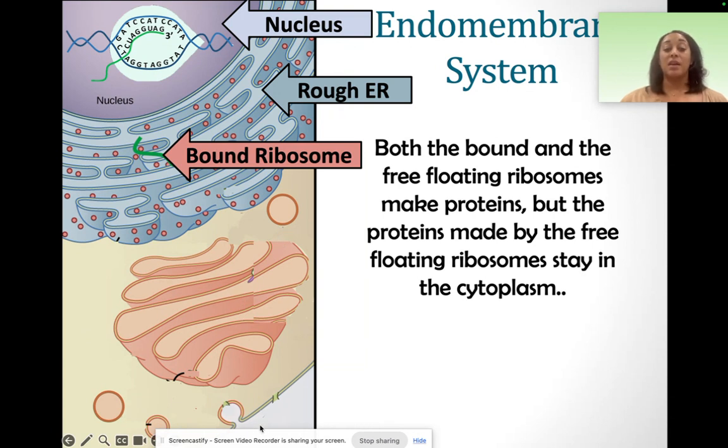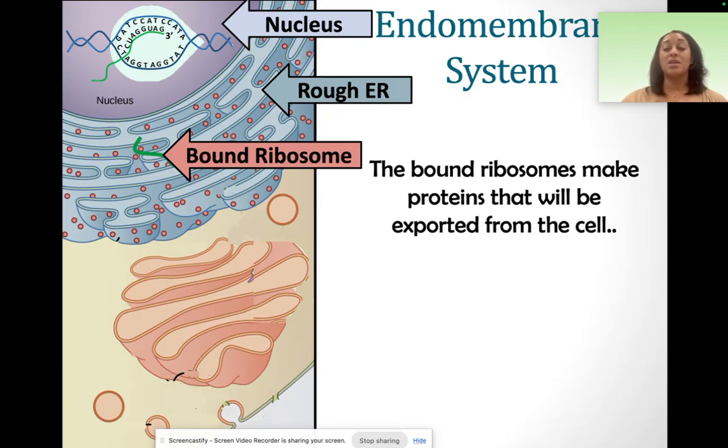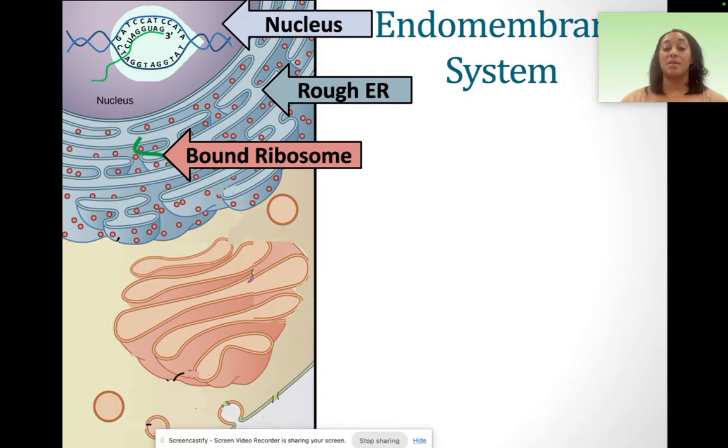So they're actually going to leave. They're made on the rough ER, they're going to leave the cell and be transported out. Whereas the ones that are just found in the cytoplasm and not attached to the ER are going to make proteins that are going to be used within the cell. All right, so these are going to make proteins that are going to leave the cell.